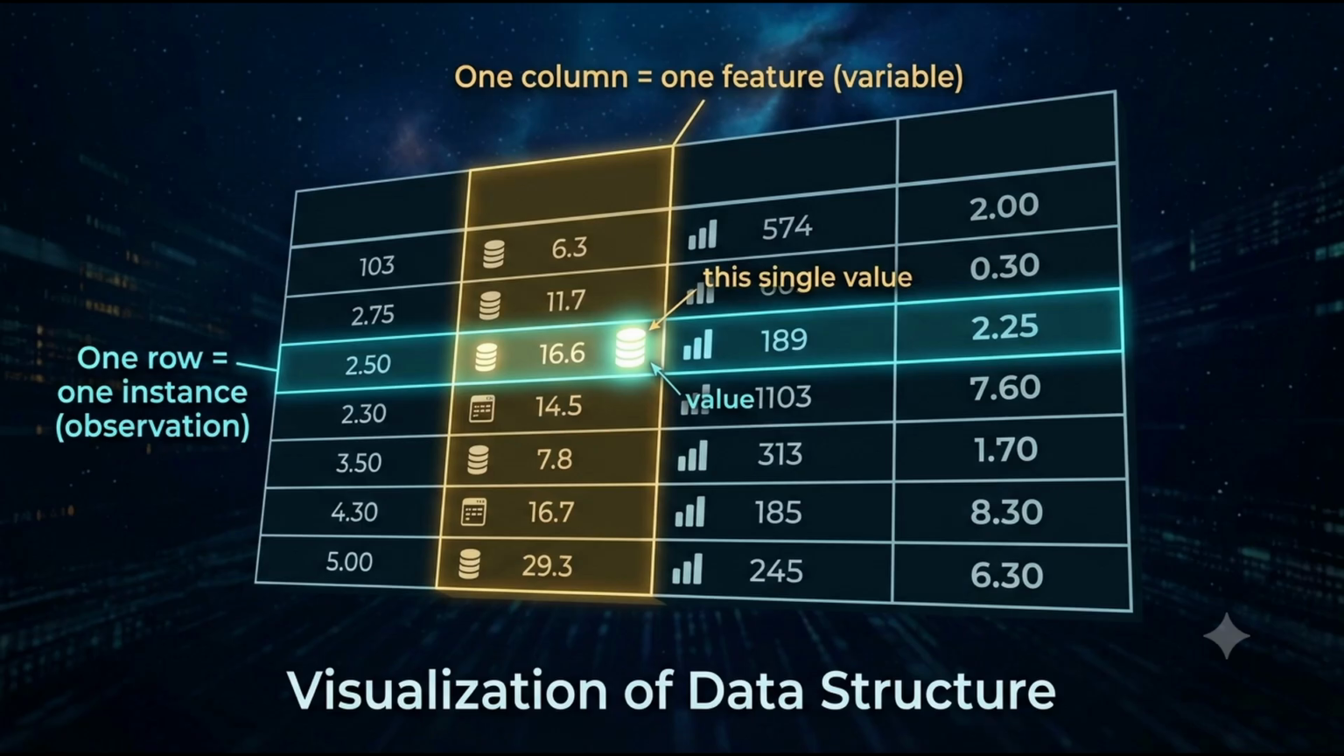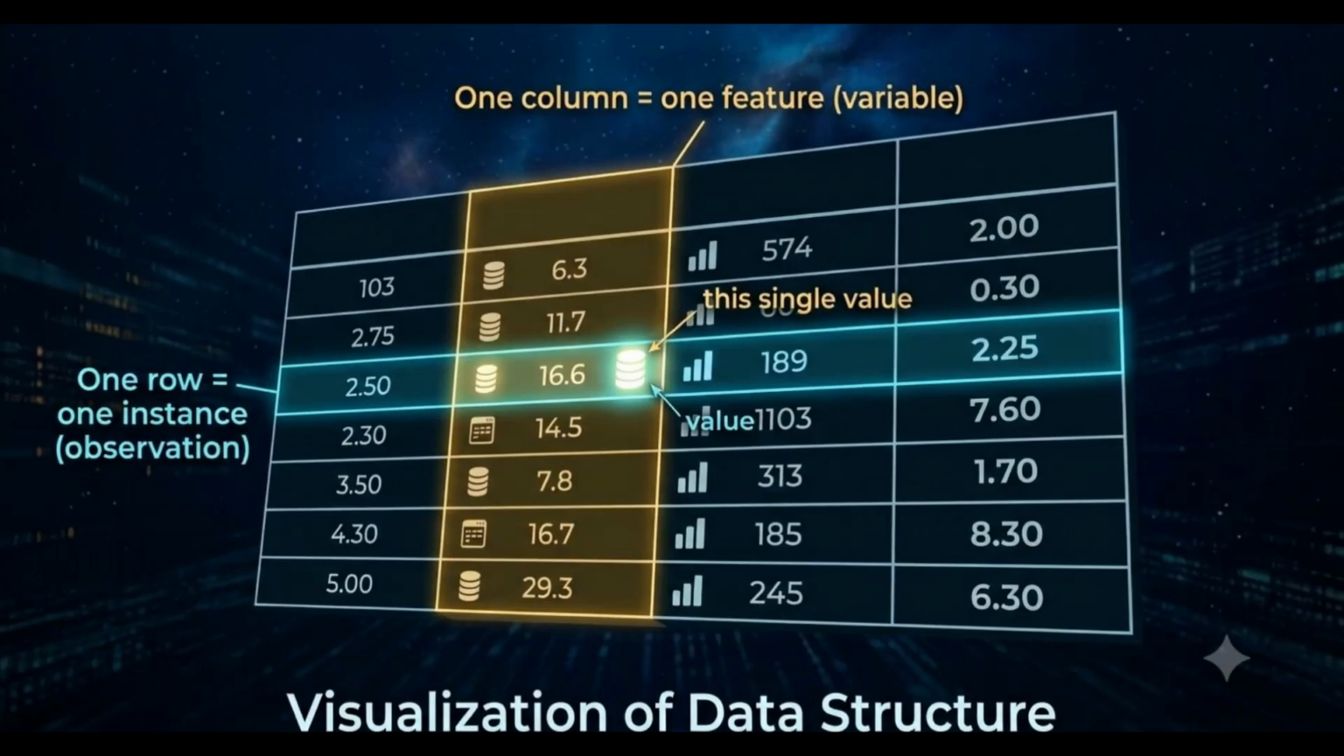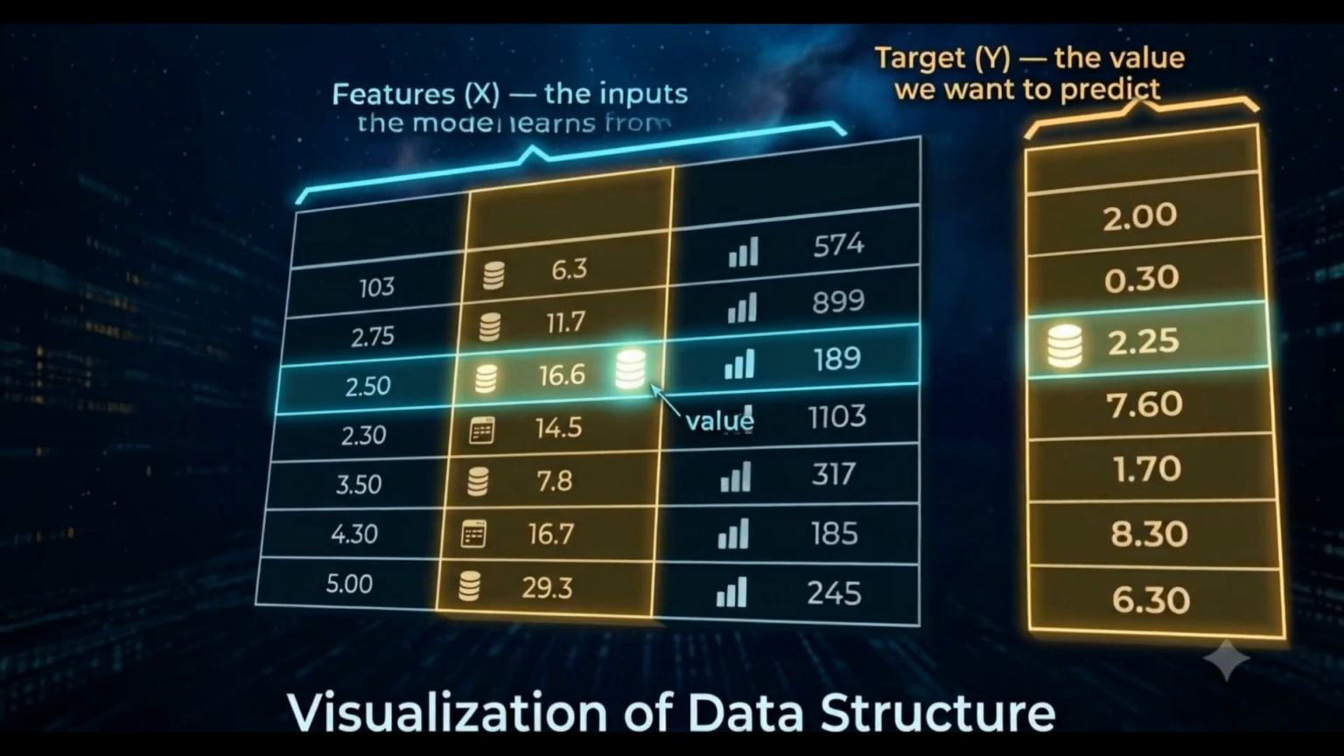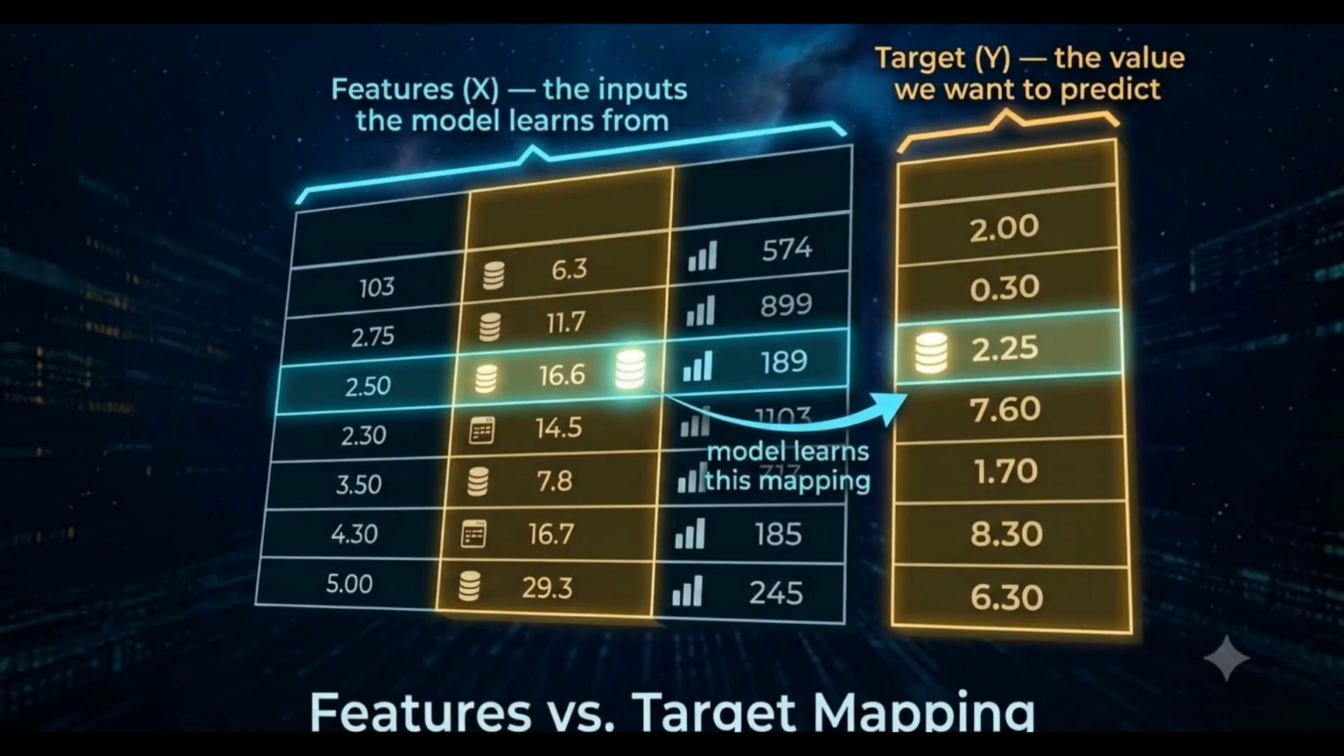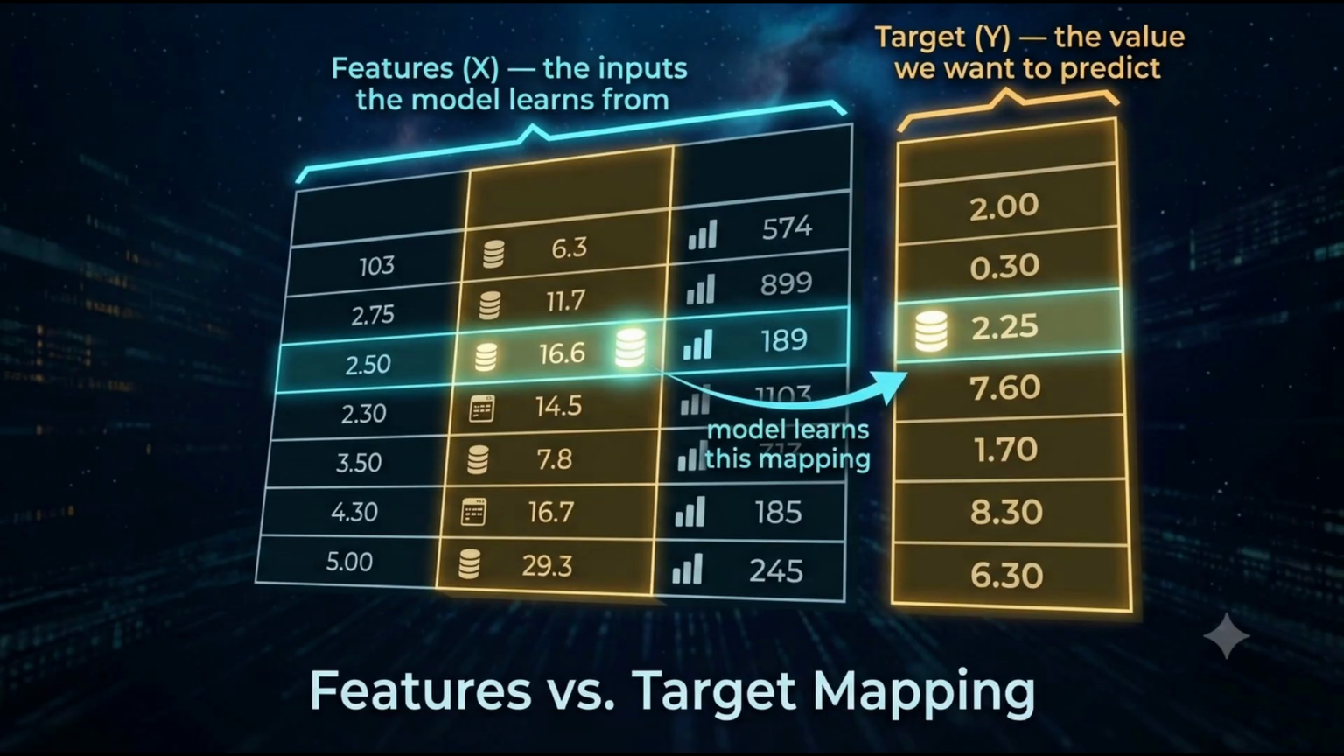Now, here is the key split that runs through everything in machine learning. Among all those columns, usually one is special, the thing you are trying to predict. We call that the target. All the other columns, the ones the model gets to look at in order to make its prediction, are the features. Keeping these two ideas separate, features versus target, is the foundation of supervised learning, and you will see us physically split them apart in code in just a moment.